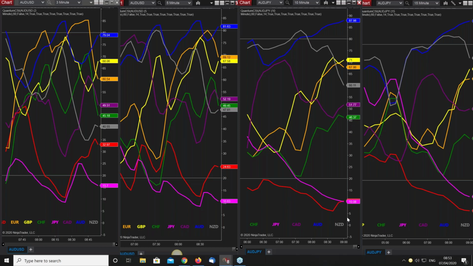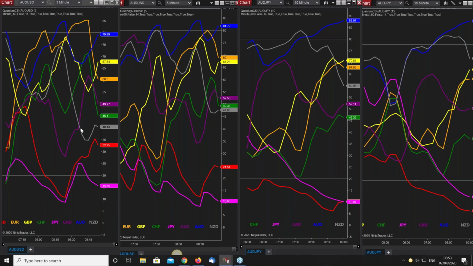This is the starting point because it disassembles this complex market into the building blocks. Think of it like building a house, and here you've got the bricks. So the bricks are the currencies. This is the place to start. Multiple time frames, and whether you're looking for overbought, oversold, or reversals, you can see here the euro starting to reverse.